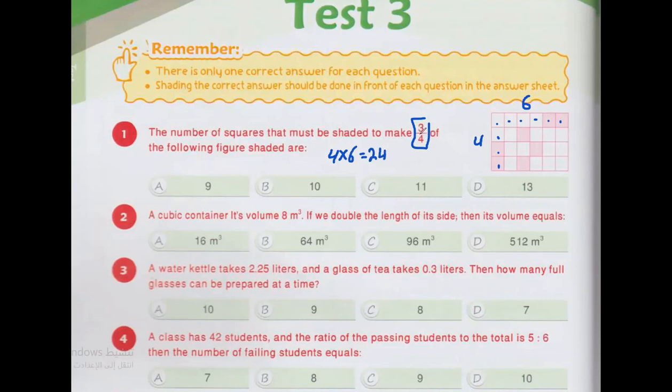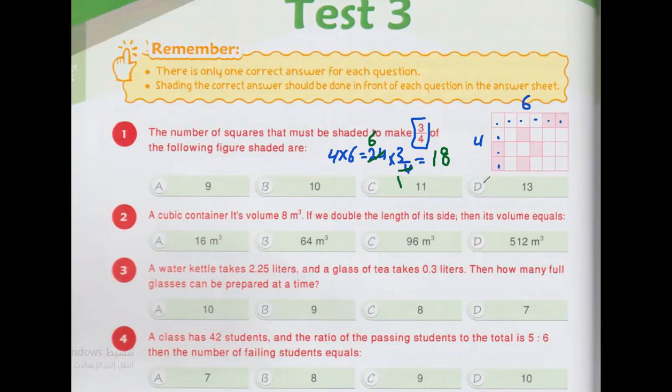24 squares. Now you only multiply by 3/4. So when I multiply by 3/4, how do I get the answer? You can simplify with 4 and also 24. 24 divided by 4 is 6. 6 times 3 is 18. So I need 18 squares. I need 18 squares shaded.